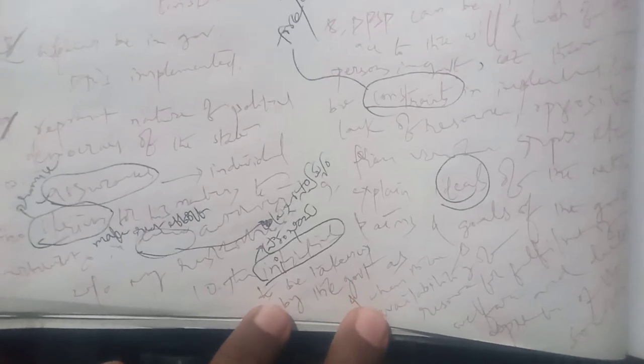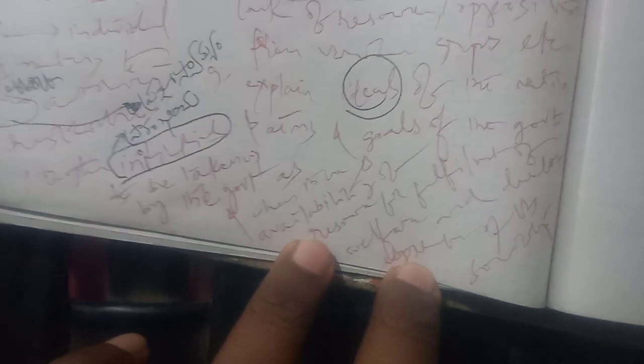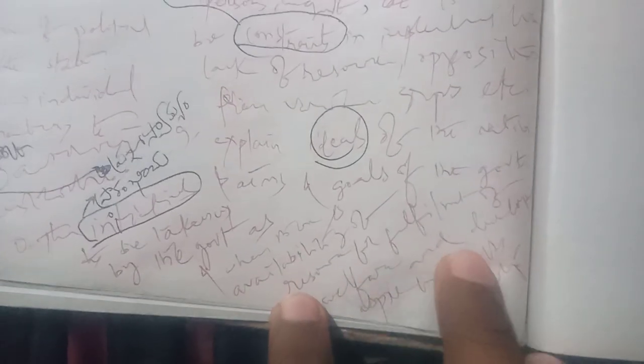Tenth point in DPSP: DPSPs are initiatives to be taken up by the government as and when there is availability of resources for the fulfillment and welfare of the nation.